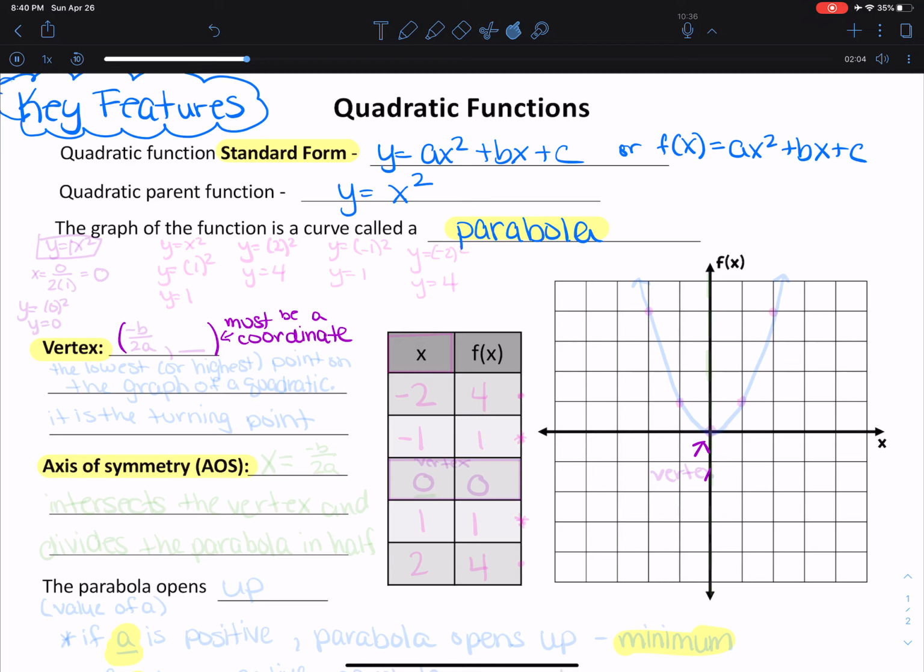And we're going to find the x of our vertex by the opposite of b over 2a. The y we will find when we plug in the x that we receive. So we'll do an example of that later.